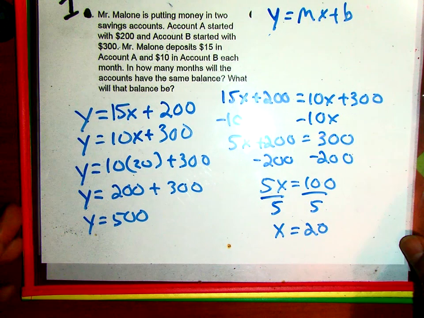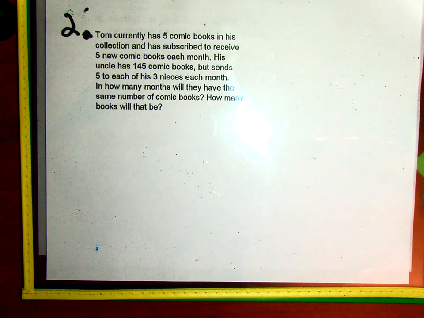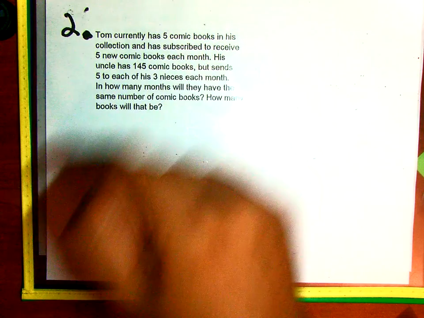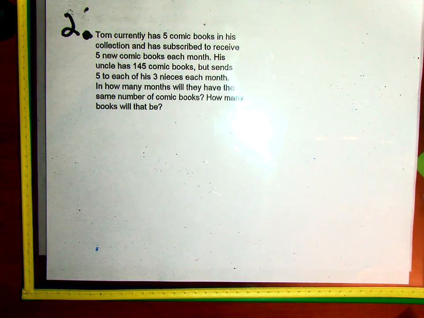Let's take a look at another example. All right, Tom currently has 5 comic books in his collection, and he's subscribed to receive 5 new comic books each month. Okay, so he currently has 5 comic books, and he's getting 5 new comic books every month.